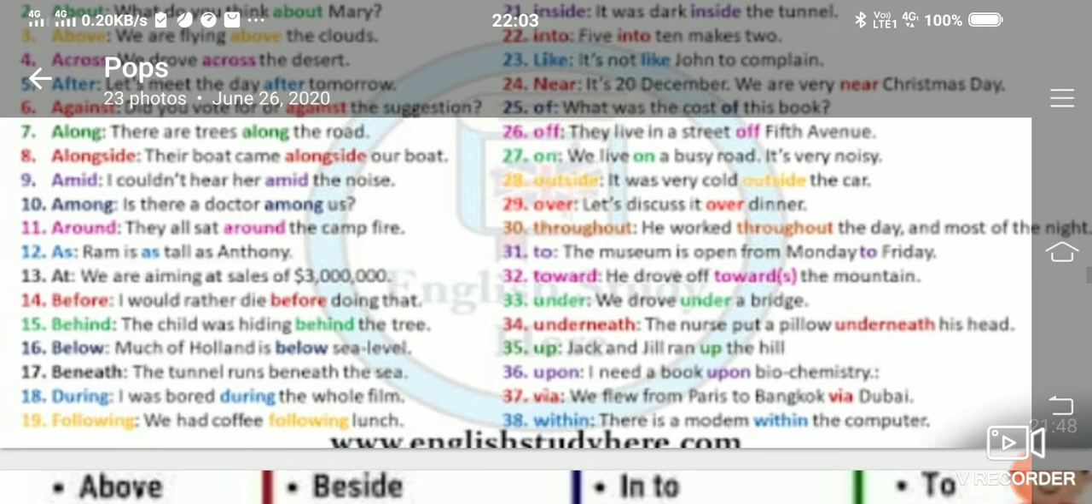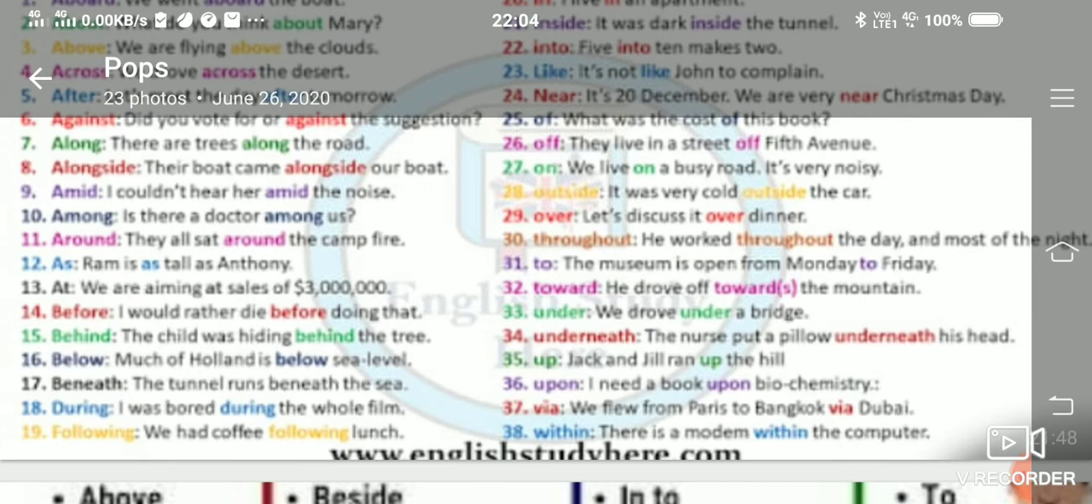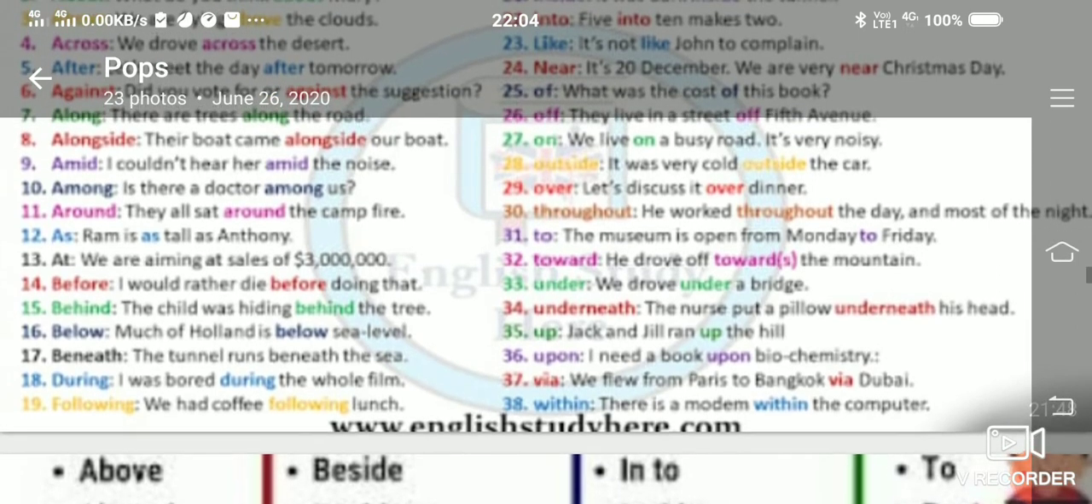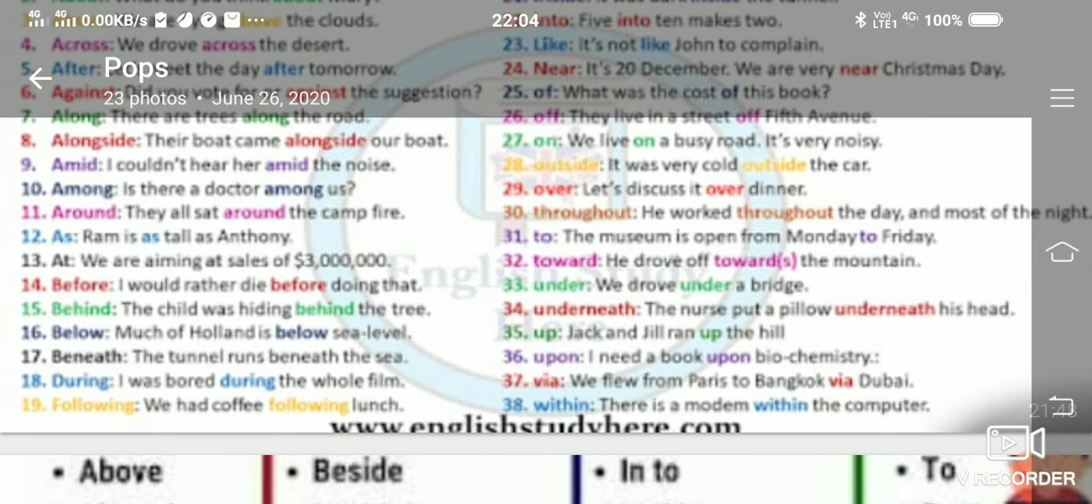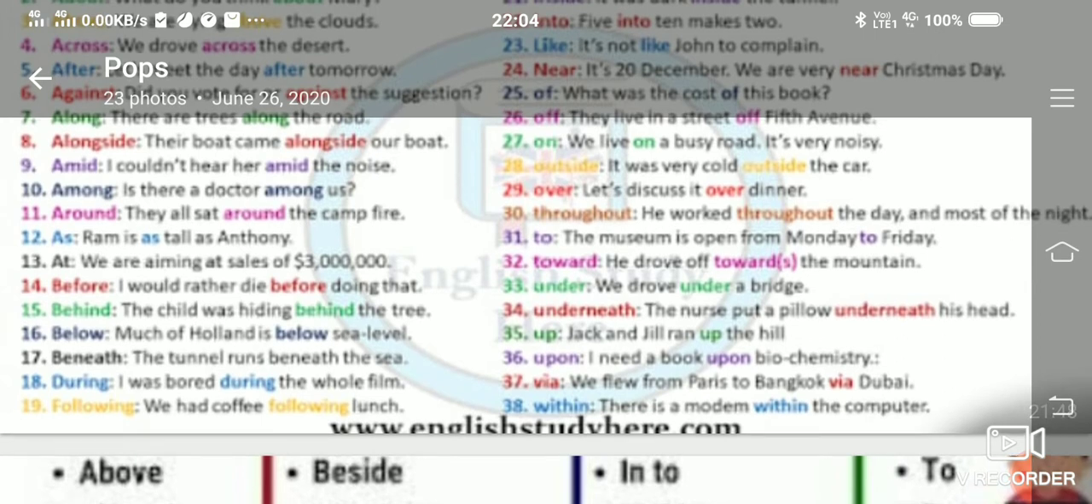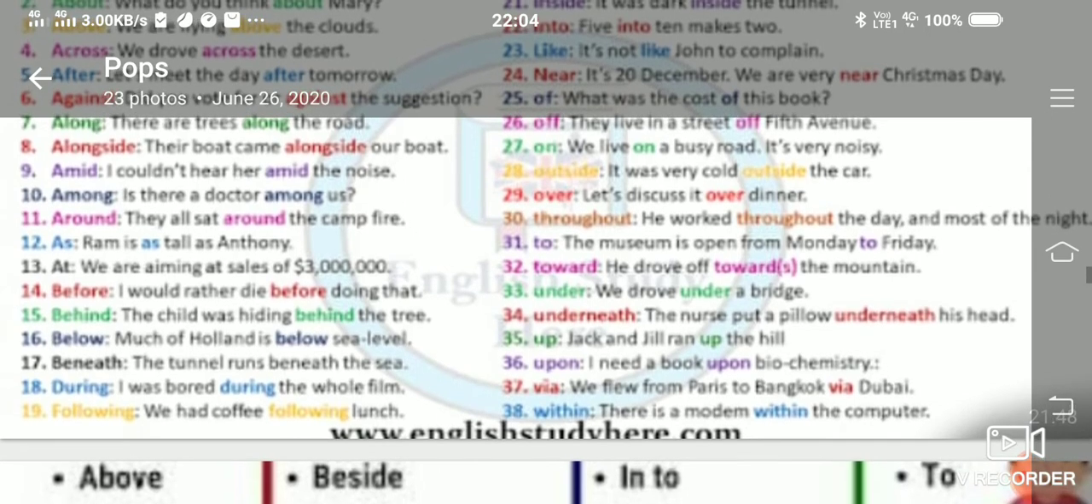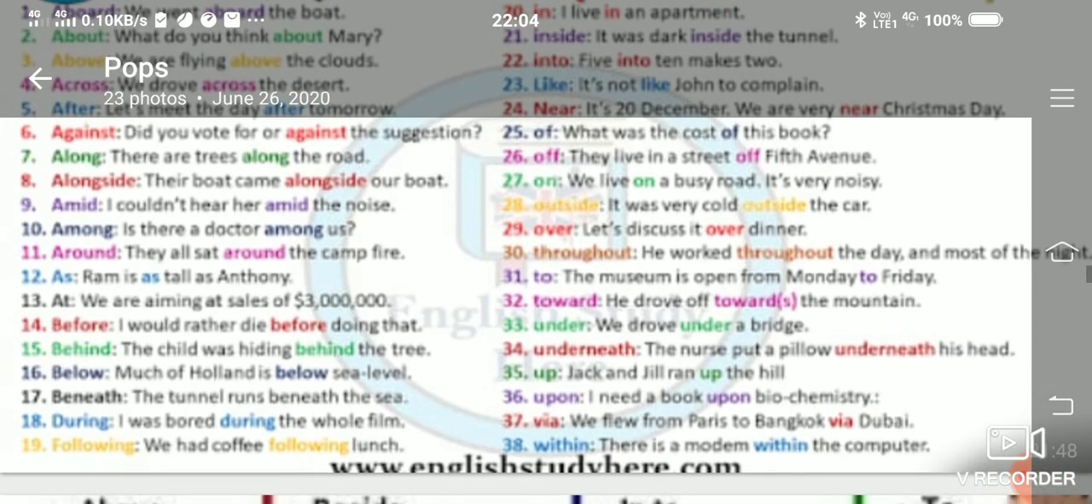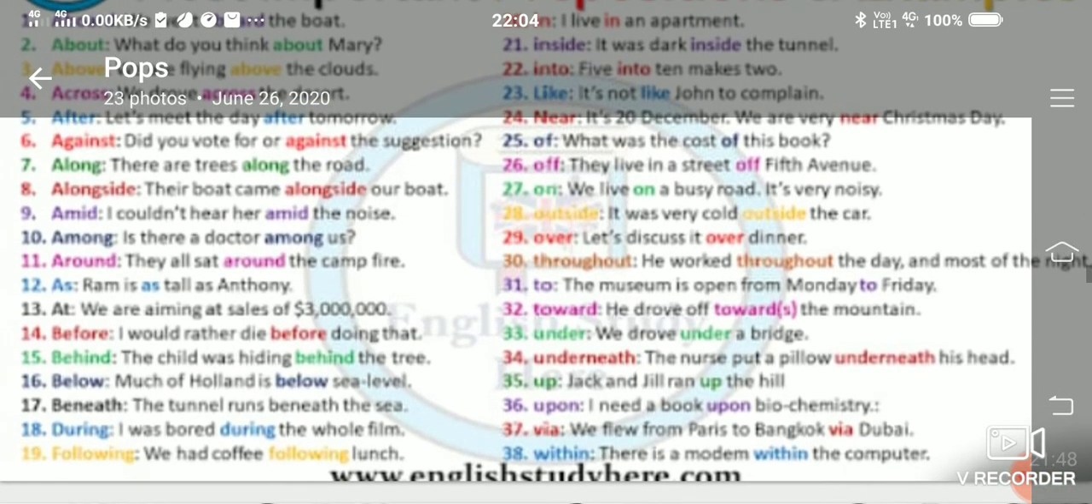Amid. I couldn't hear her amid the noise. Among. Is there a doctor among us? Around. They all sat around the campfire. As. Ram is as tall as Anthony. At. We are aiming at a sale of $3 billion. Before. I would rather die before doing that. Behind. The child was hiding behind the tree.